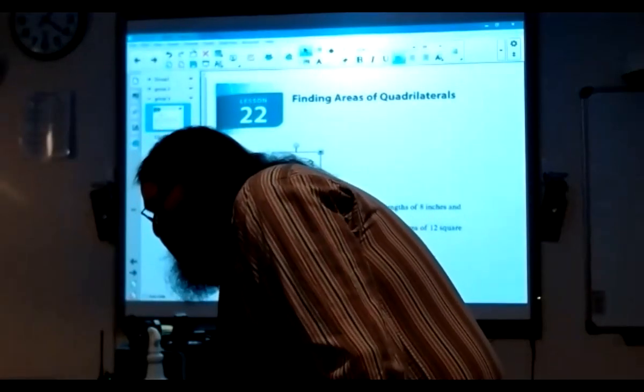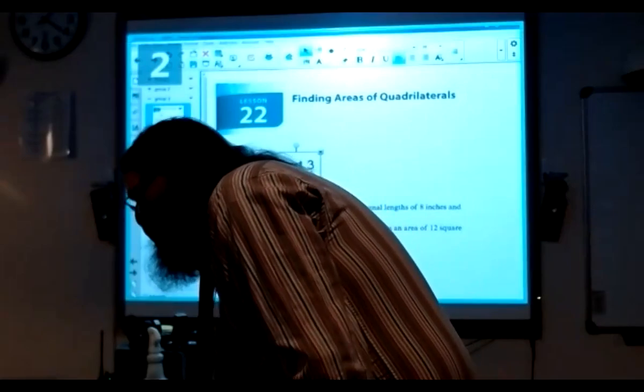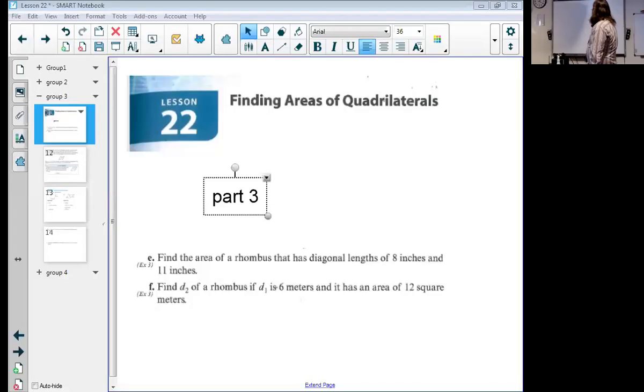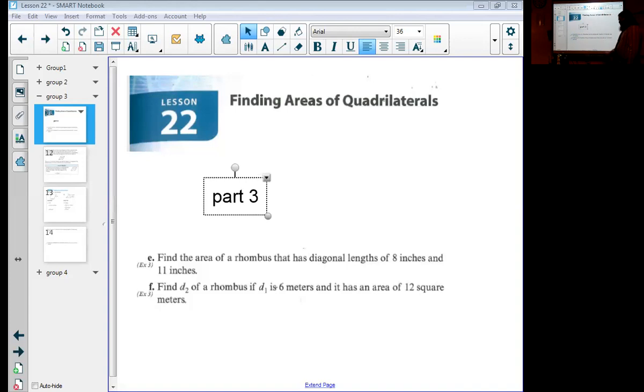All right, so today we are talking about lesson 22, finding the area of quadrilaterals, and we are talking about part 3. The questions we are going to answer for part 3 are: find the area of a rhombus that has diagonal lengths of 8 inches and 11 inches. Find D2 of a rhombus if D1 is 6 meters and it has an area of 12 square meters. So here we haven't really talked anything about diagonals. So I think that's what we're going to be learning about today.